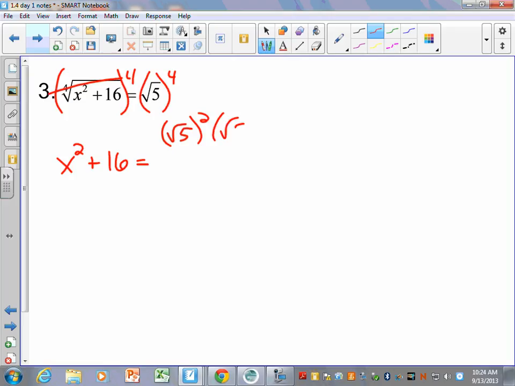Could I write it like this? And again, you can just type this in your calculator. The square root of 5, close the parenthesis, to the fourth power, and it's going to tell you the answer is 25. And that's because the square root of 5 squared is 5, and the square root of 5 squared is 5. So you just get x squared plus 16 equals 25.